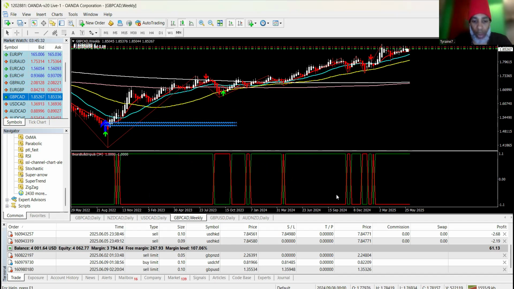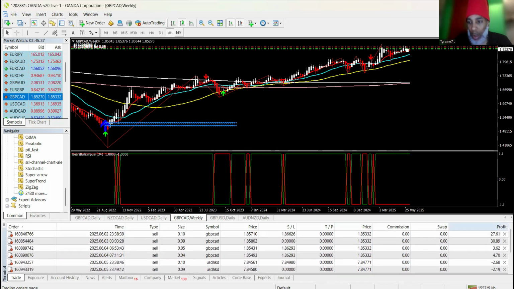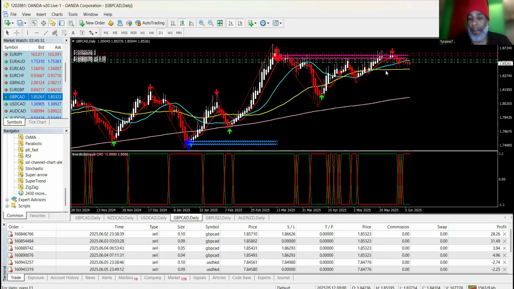Now, this is another one, GBP CAD, that I called last week. I am still in this trade. We have a sell on the weekly. We had a big arrow last week. It turned into this little square, which represents a possible reversal. When we go to the daily, we can see that we're already starting to trend down some. It's just not a lot of volume in the market. So it hasn't dropped like I wanted to, but we've been holding this.